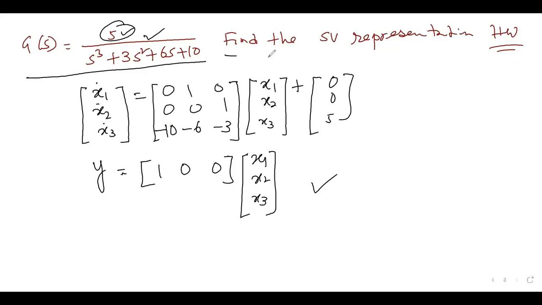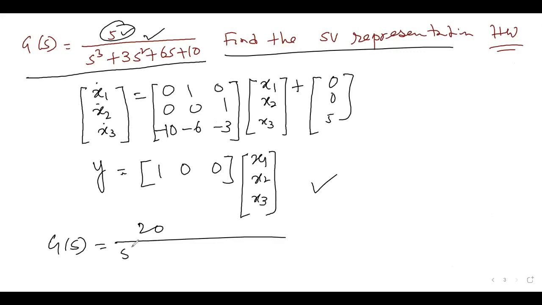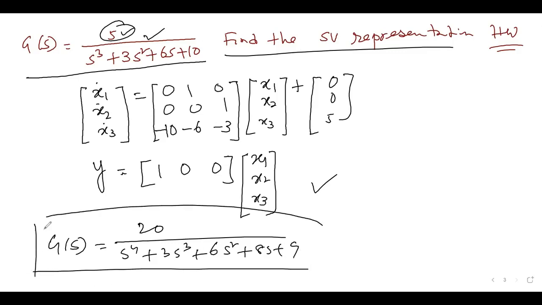Do one homework. I have given the answer, you can easily understand. Any system, for example 20 by s to the power 4 plus 3s cube plus 6s square plus 8s plus 9, you can easily say what its state variable form will be. You can do it easily, right? What will be its state variable form?